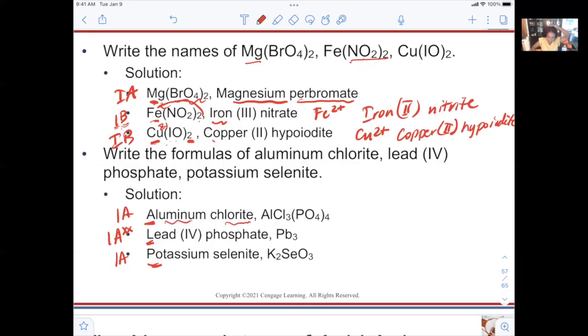Aluminum chloride. So you got aluminum 3 plus chlorite. Chlorite is, okay, let's see. You have perchlorate, you have chlorate, you have chlorite. See, I told you guys I have to remember the list, and then hypochlorite. Okay, there's my list. I got it. Aluminum chlorite. So when you crisscross this, you get aluminum ClO2 and then the 3 down here.